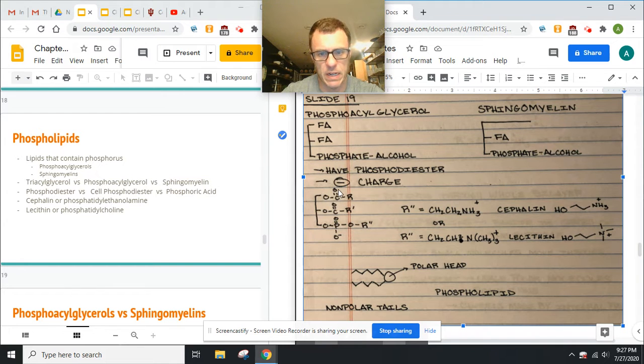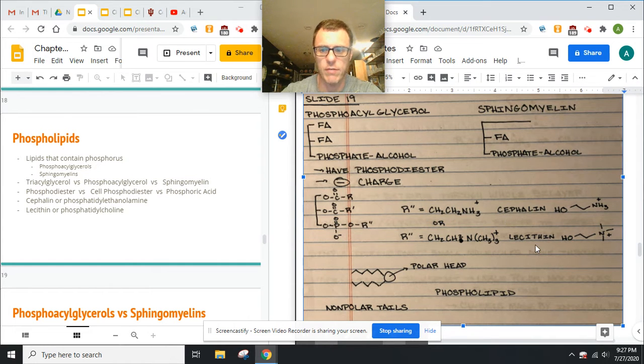you have a phosphate group in here. And what you get is this fatty acid chain, and then this phosphate group. So you get a phosphoester on the left and a phosphoester on the right, hence phosphodiester. This R prime group or double prime group can be one of two things. It can be this compound right here, this branch, or this branch.